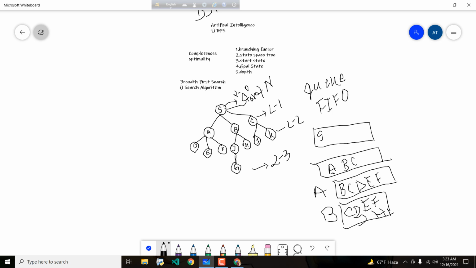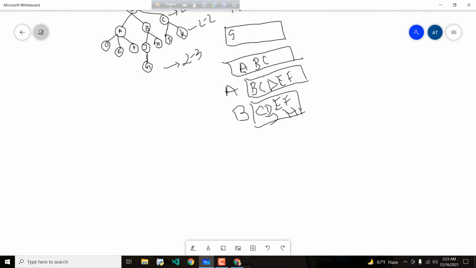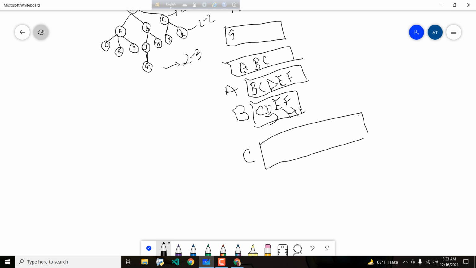Then what we are going to do is push another, which is C. We'll go sequentially because it's first in first out, so C, and C has children. Who are the children? I and K. So D, E, F would be here, and H, J, H, I, K. The new two are I and K.